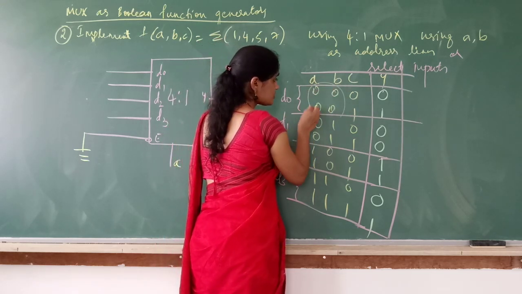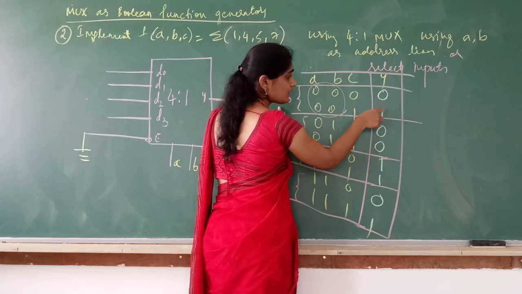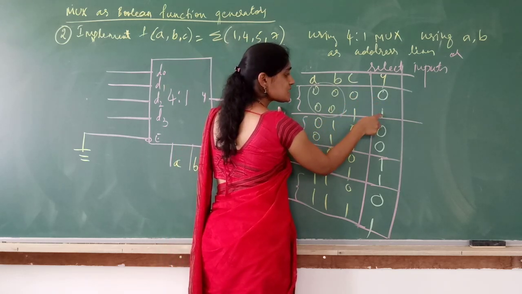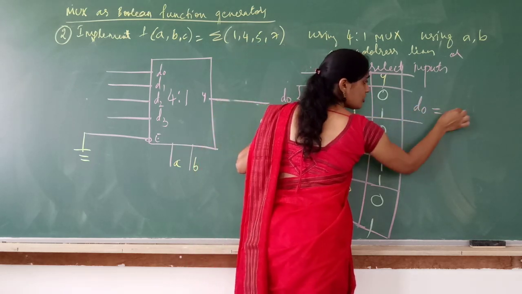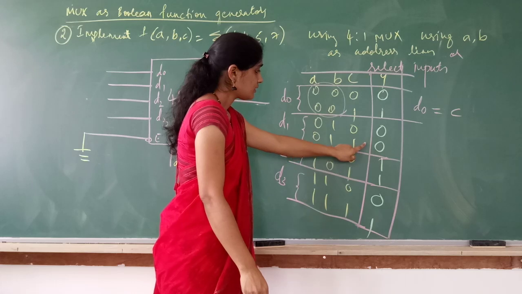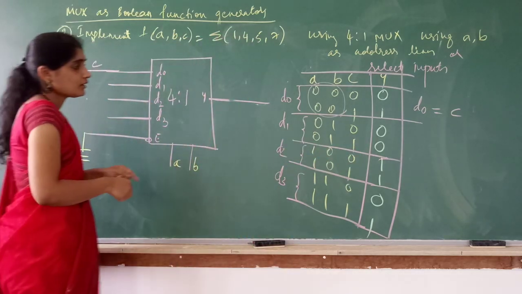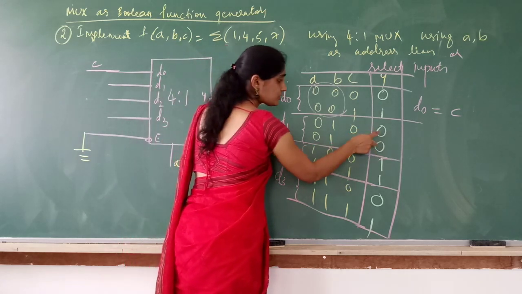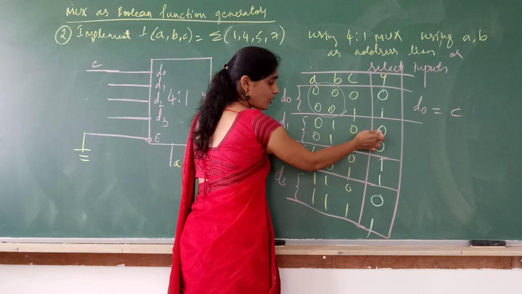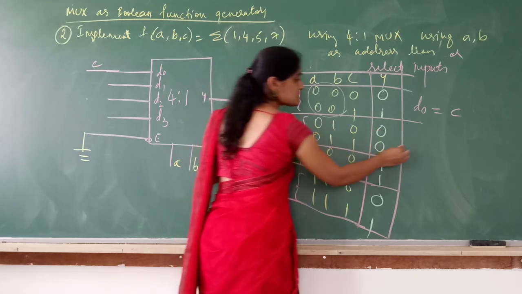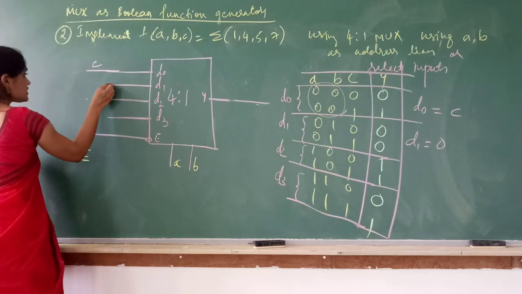0, 0. So what is D0? Output is 0, 1. Compare this with C. Output is same as C. So D0 is C. Connect D0 to C. What is D1? For both the conditions, output is 0. So you need not compare it with C. When the output is the same for both the combinations, D1 is 0. So connect D1 to logic 0.